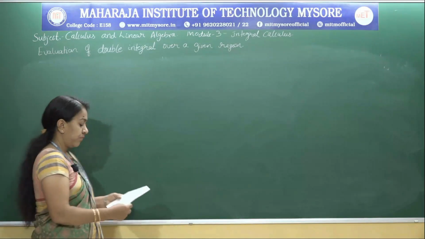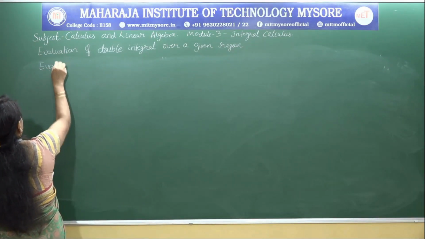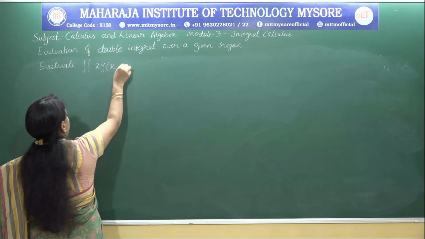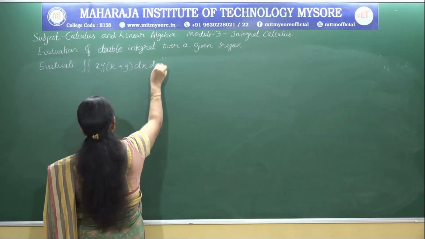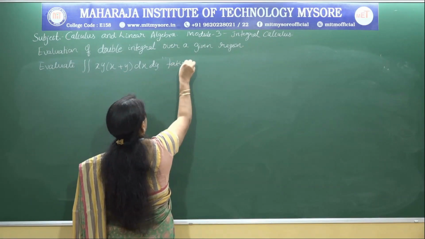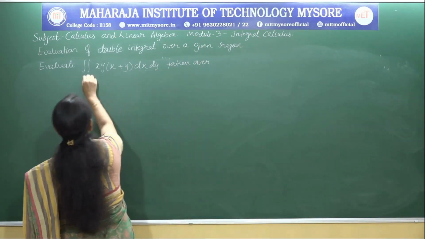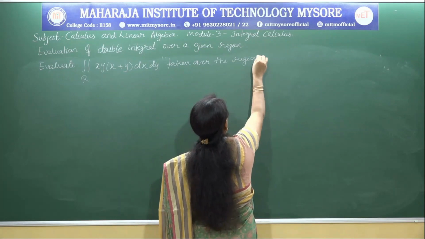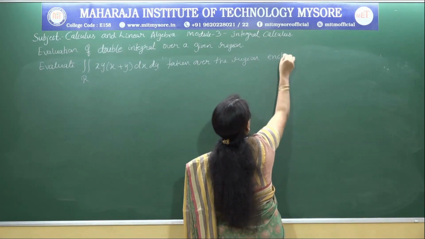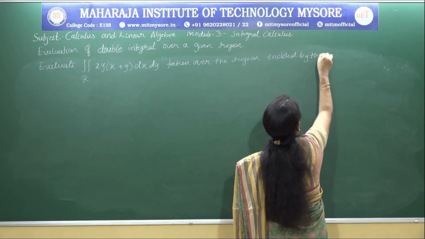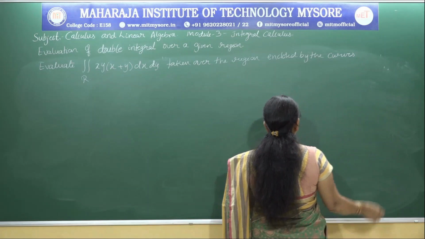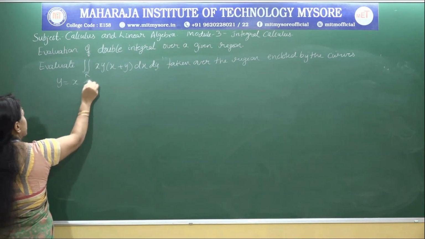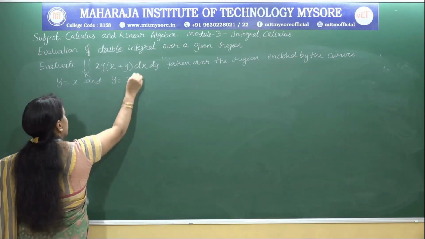Now solve the next problem. Evaluate the double integral of xy into (x plus y) dx dy, taken over the region enclosed by the curves y equal to x and y equal to x square.